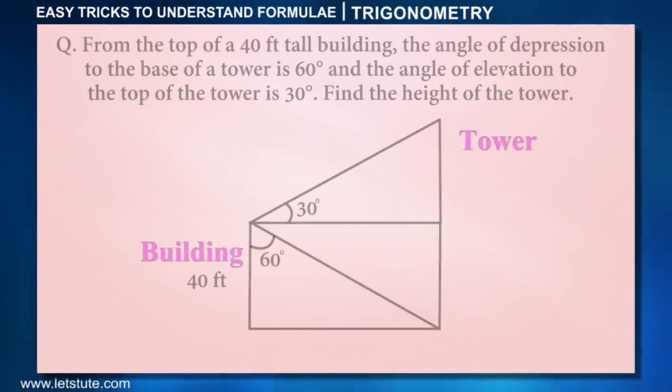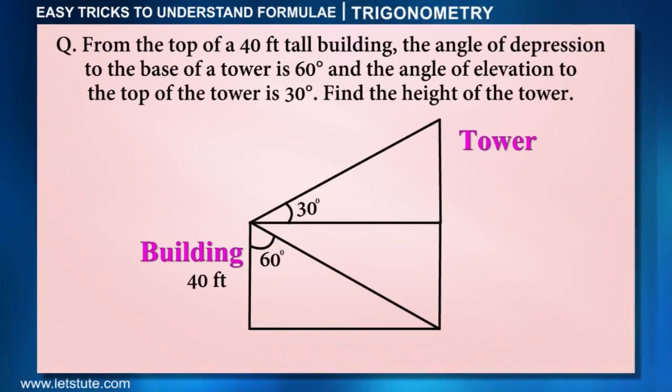So look at this question and its diagram. From the top of a 40-feet tall building, the angle of depression to the base of a tower is 60 degrees. And the angle of elevation to the top of the tower is 30 degrees. Find the height of the tower. So in this diagram, AB is considered as the building, EC as the tower.